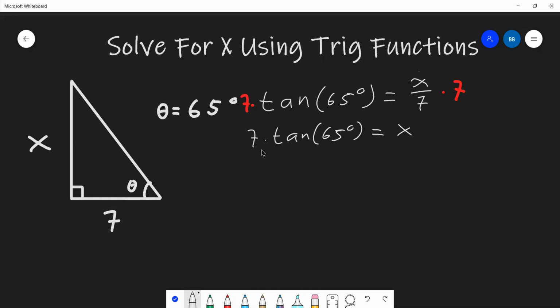All right, so now we are going to use a calculator in order to solve the left side of this equation. Now remember, very important, make sure your calculators are set to degrees. Very important. If your calculator is not set to degrees, you will not get the correct answer. So after you punch 7 times tangent of 65 into your calculator, you will get about 15.011 as your answer. So this is the length of this side of the triangle.